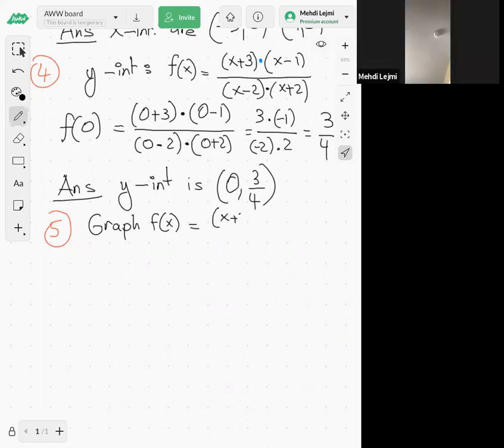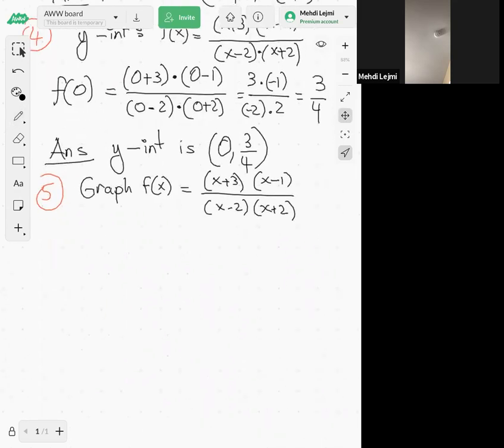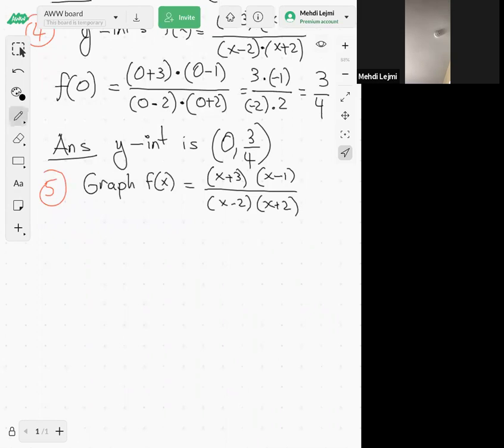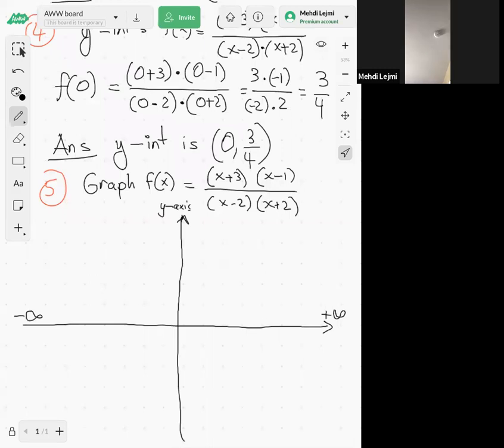x plus 3, x minus 1 over the x minus 2, x plus 2. All right, so here's my x-axis. This is my positive infinity, this is my negative infinity. Here's my y-axis. So first thing to do, guys, this is my y-axis. And this is, of course, my x-axis.